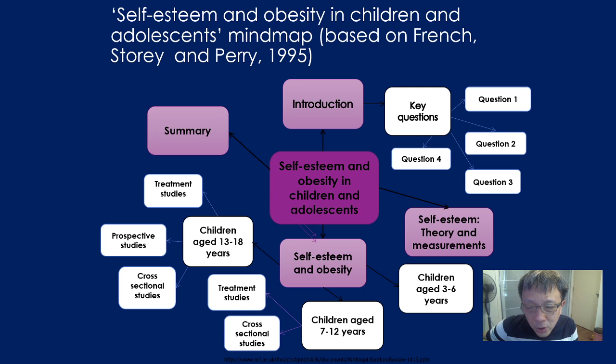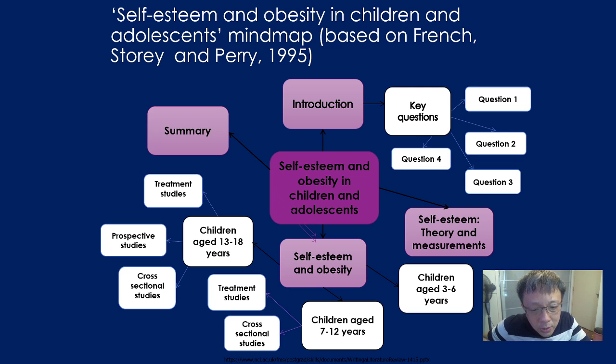Introduction, key question 1, question 2, question 3, self-esteem theory. So you want to look at what the self-esteem theory is. You look at what self-esteem and obesity are. You look at treatment studies, look at children, look at treatment studies for different children, cross-sectional studies, prospective studies. Remember just now you asked us whether we can look at different studies. Yes, we can. We can look at, let's say, prospective studies say this, cross-sectional studies say that.